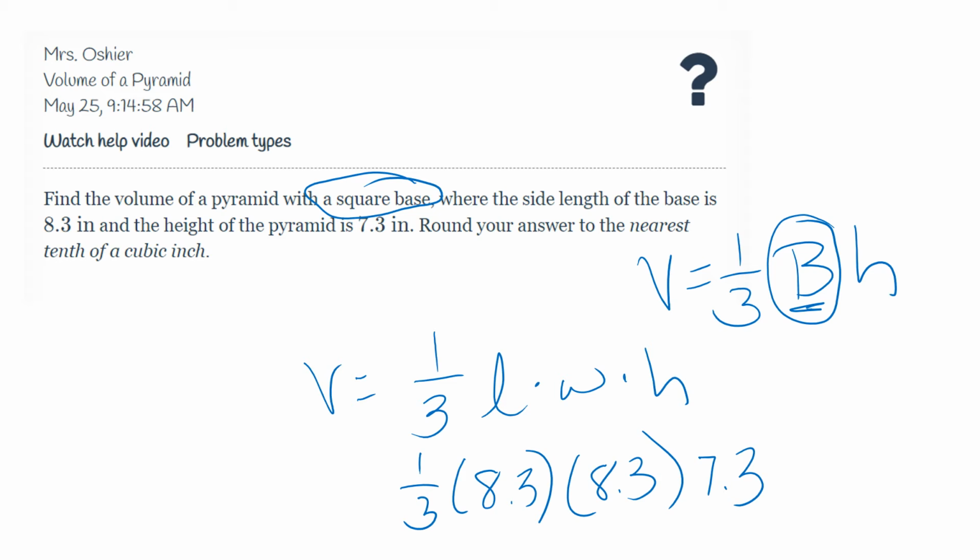So 1/3, and then times 8.3 times 8.3 times 7.3. And they want us to round to the nearest tenth. So when I do that, I'm going to end up with 167.6 inches cubed as my final answer.